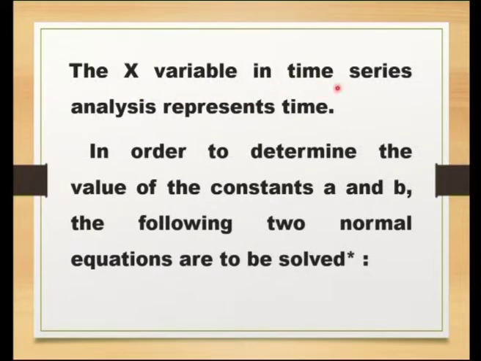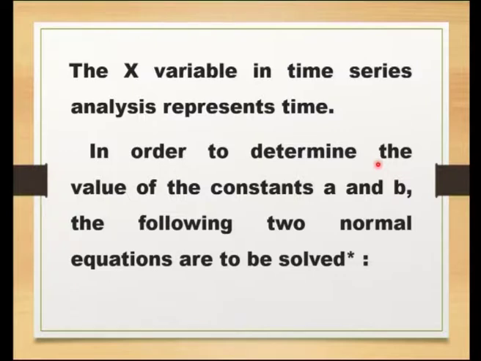The x variable in time series analysis always represents time, in the sense of year or minutes or hours, like that. So, whatever be the unit of time, that should be converted to values so that we get summation x equal to 0. So, we usually take the middle year or middle point of the x values and subtract it from the original x values, so that we get the deviated points of x, and so that we get summation x equal to 0.